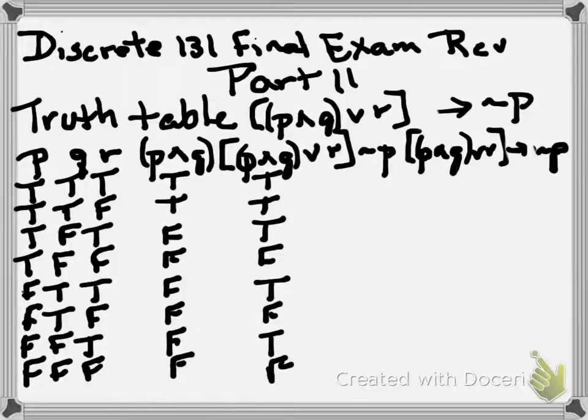Now, not P is the negation of the first column, so 4 that are false, followed by 4 that are true. And then a conditional.